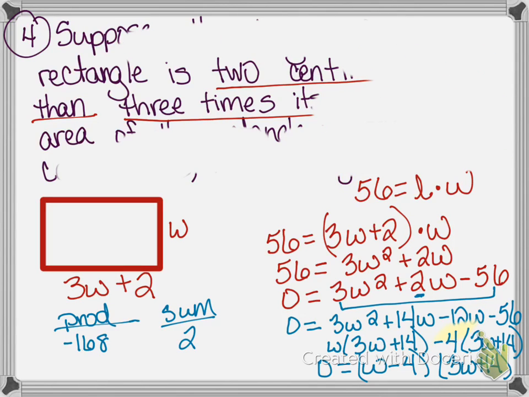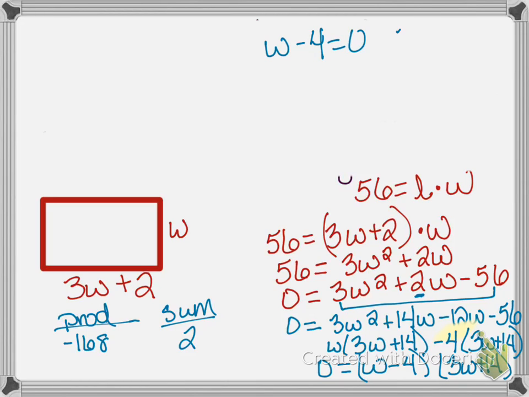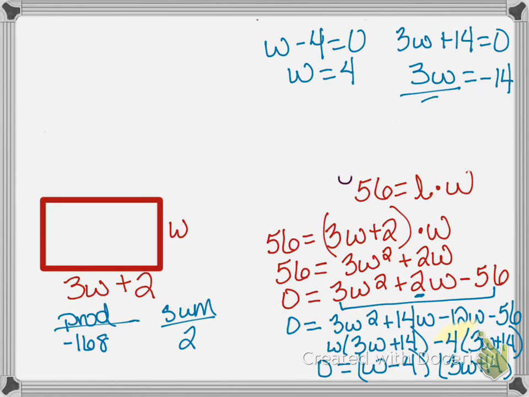So I'm going to erase some of this up here. So w minus 4 equals 0. Then I have 3w plus 14 equals 0. W can be 4. And then we end up with negative 14 over 3. Now, we have to throw this out.